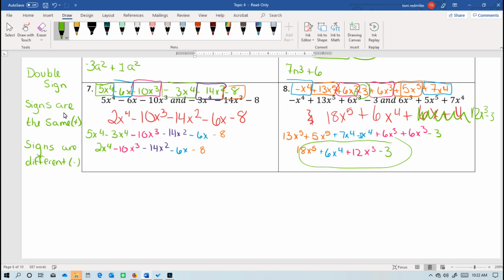I started looking at this one on the key and put a positive 6x, and I just got all confused when I was writing this one down. But it should be 18x to the 5th, plus 6x to the 4th, plus 12x to the 3rd, minus 3. All right, so this is how I got the answers for this particular worksheet.